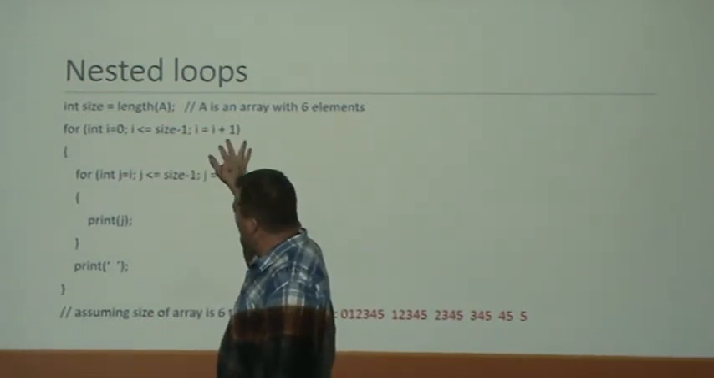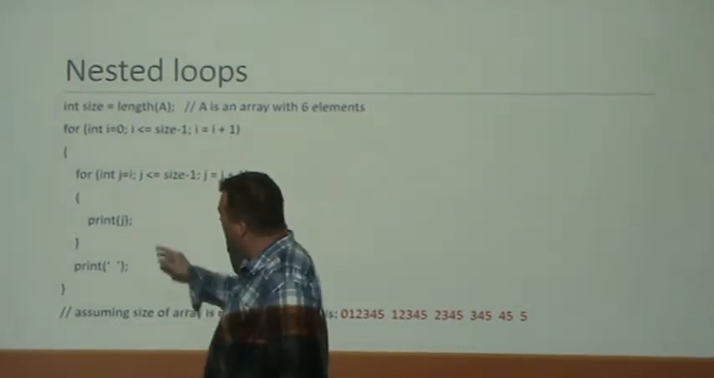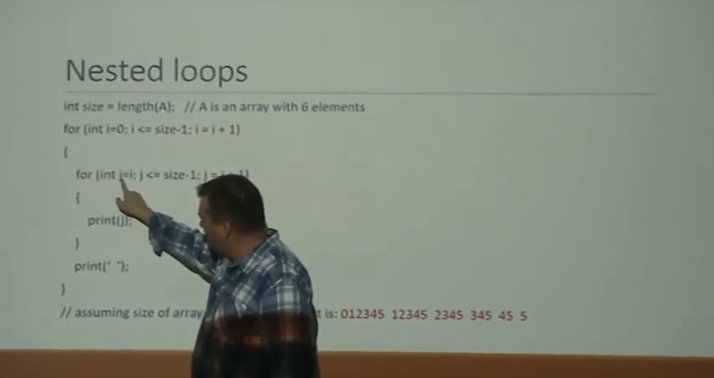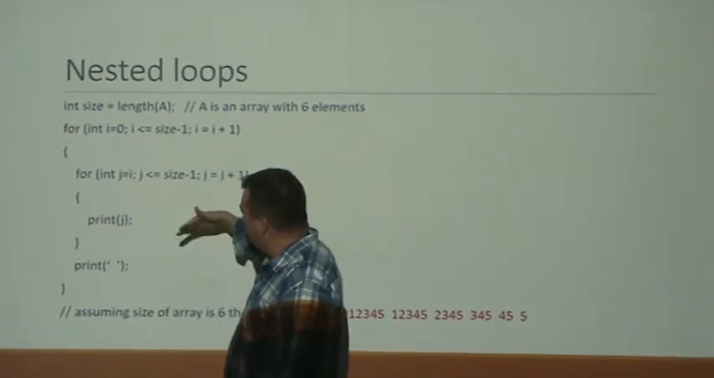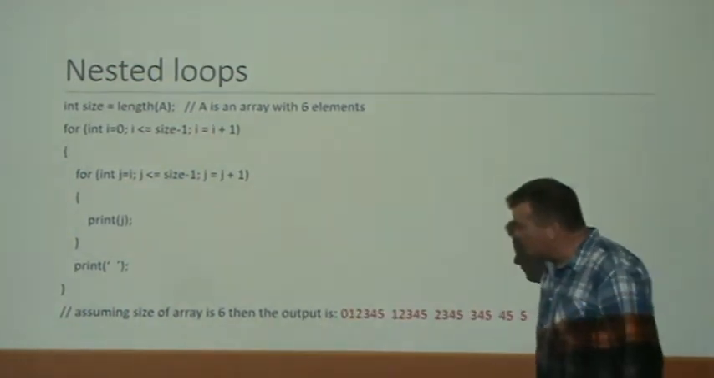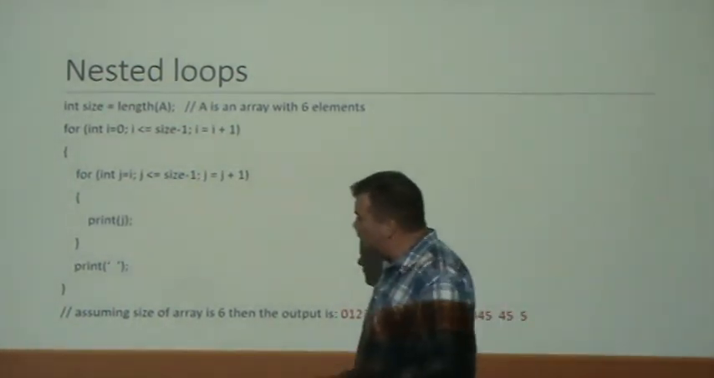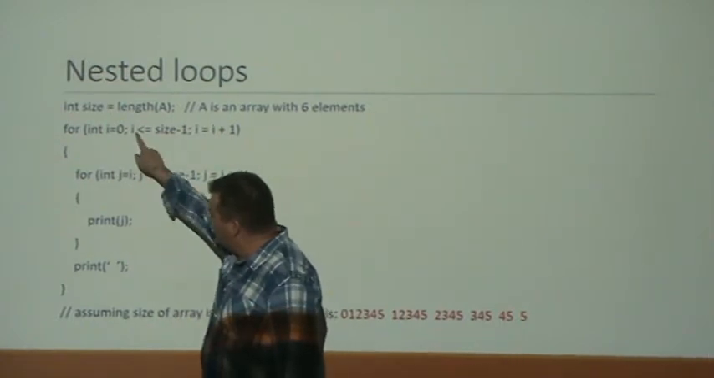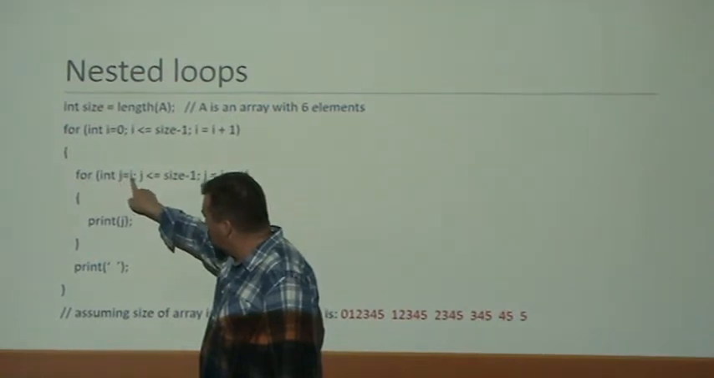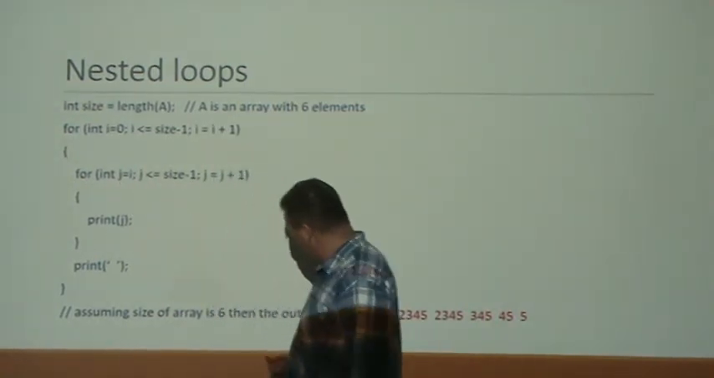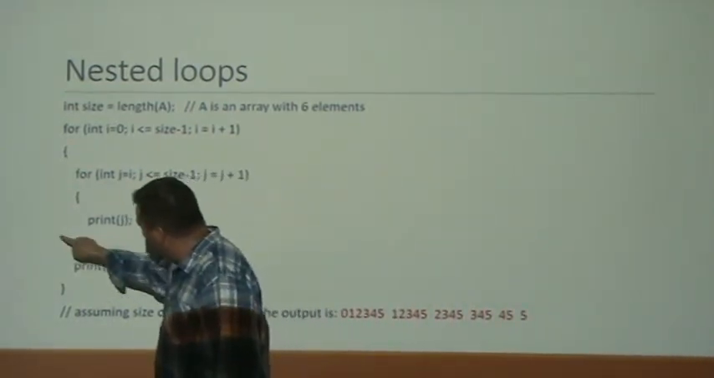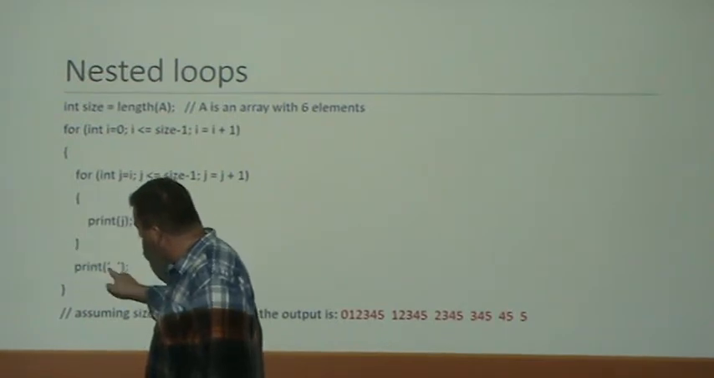We can say for each one of those, so we're going to go from 0 to 5. Then we're going to say for j equals the value of I, as long as j doesn't hit the end of the array, we'll print j. And then we'll print a space. So what this will do is when I equals 0, j will go from 0 to 5. It'll print 0, 1, 2, 3, 4, 5. This loop will finish, and then it'll print the space.